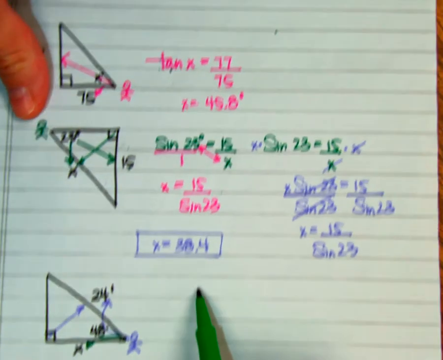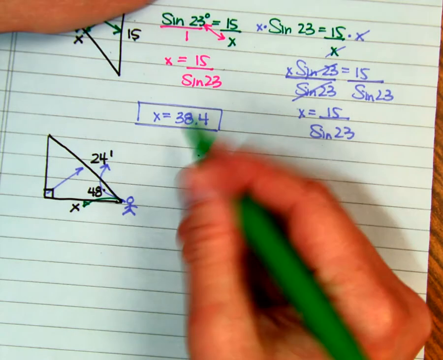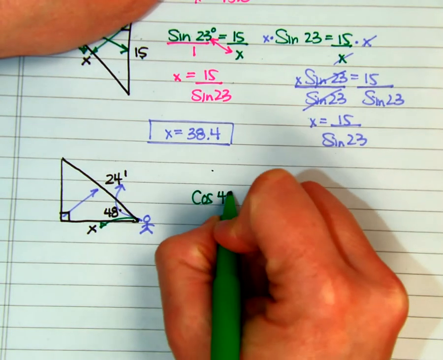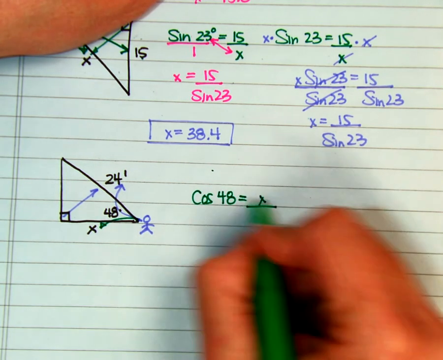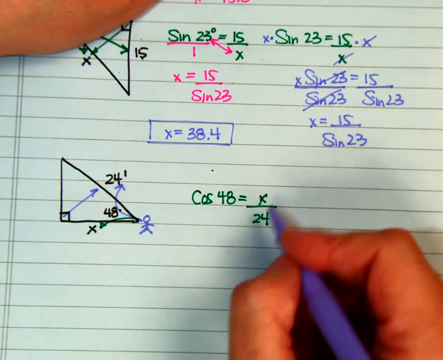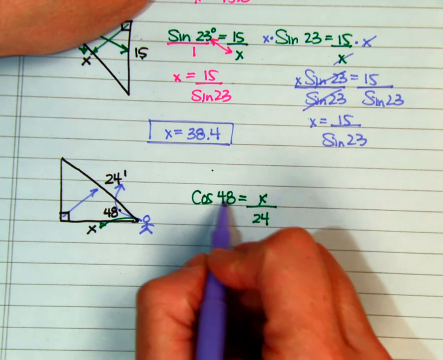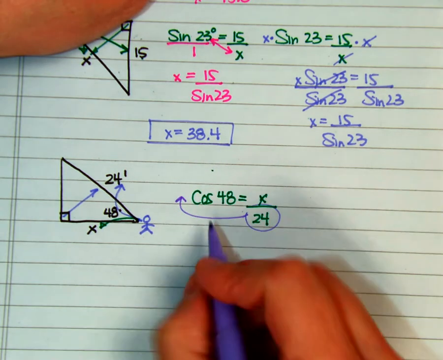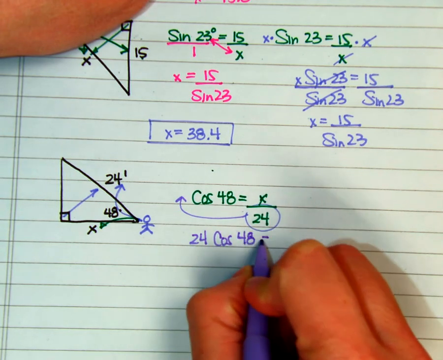So I have the opposite, or excuse me, I have the adjacent and the hypotenuse. So going back up to SOHCAHTOA, it's going to have to be cosine. So the cosine of whatever angle I have equals the adjacent over the hypotenuse. And again, I could do it two ways. Again, I'm just going to use the property of proportions, and I know that I can simply bring this up here. So that gives me 24 cosine of 48 equals x.